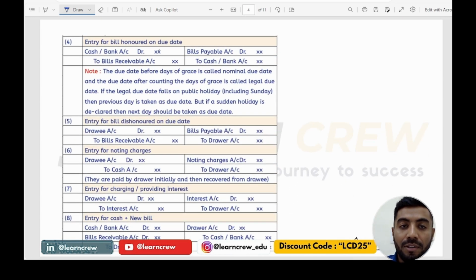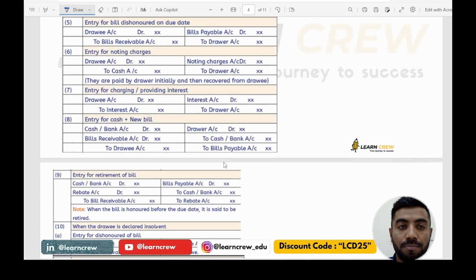Then entry for bill honored on due date. If the bill has been honored, bills receivable was already there in your books of accounts. Now when you're receiving it, cash account, you'll be receiving cash back. Bills receivable, which was earlier debited, now will be credited. Done. Then entry for bills dishonored on due date, if say for example, the bills have been dishonored.